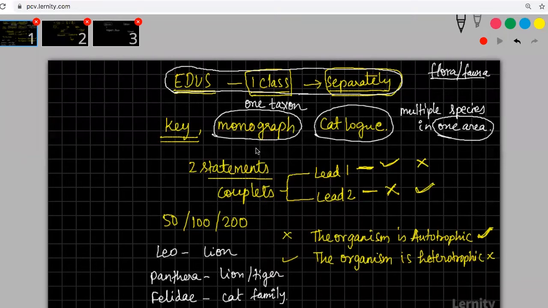So what we will do is we will now go to the next chapter, which is biological classification. Okay.